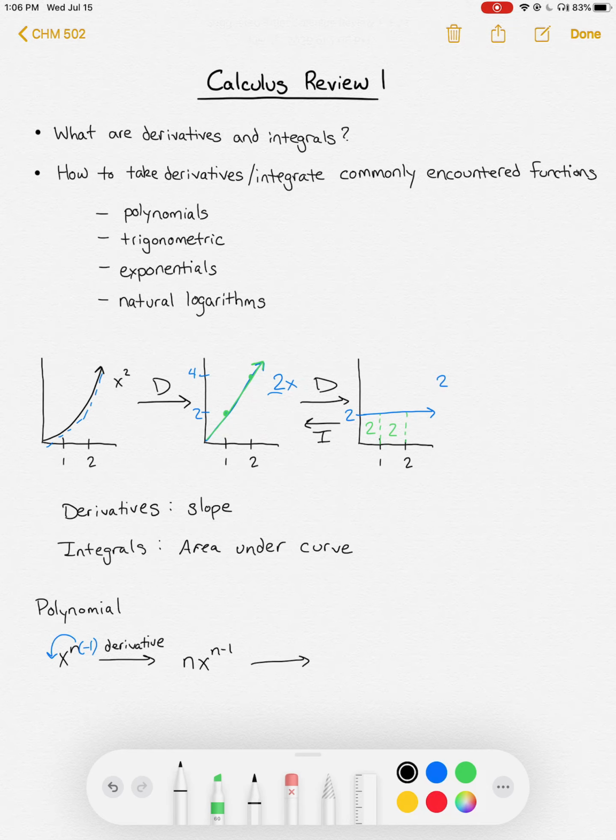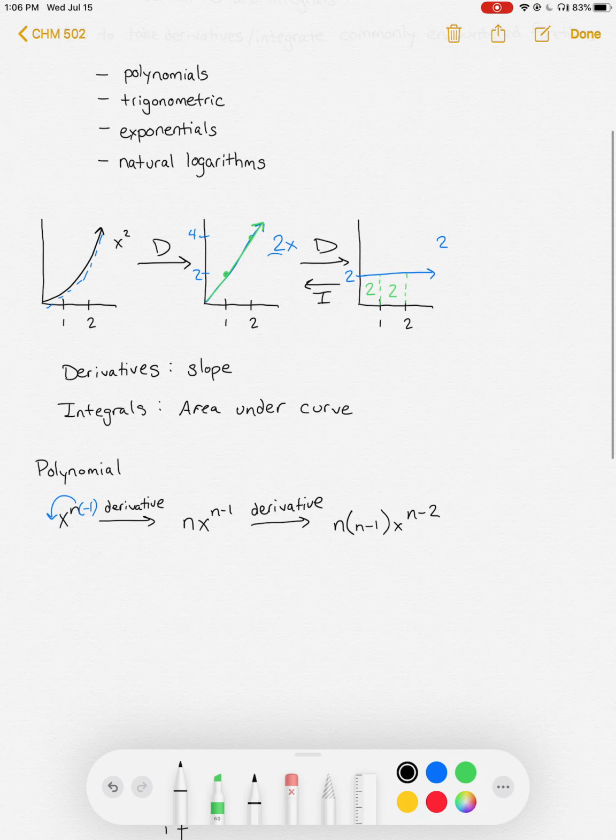And we could keep taking the derivative. If we wanted to take another derivative of this function, I spelled derivative wrong. If we want to take another derivative, we would end up with n times n minus 1, and then we'd have x to the n minus 2. And if we want to integrate a function, x raised to the n, it's an opposite process.